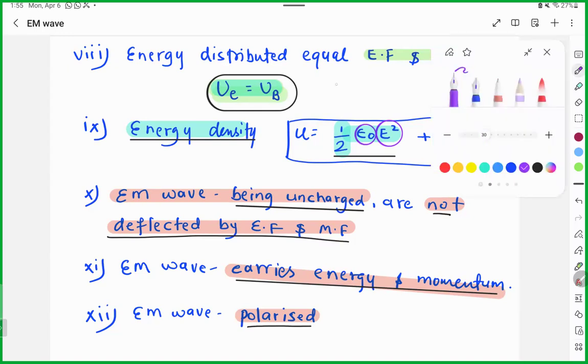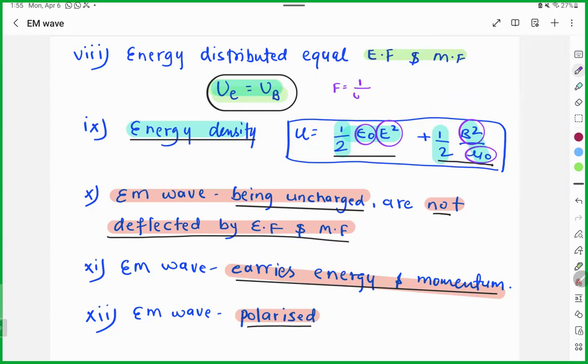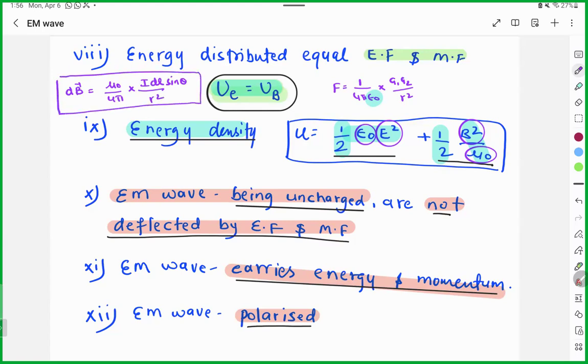Example, if force is equal to 1 by 4 pi epsilon naught q1 q2 by r square, so usually epsilon naught is present in the denominator, correct? But if you calculate magnetic field B by Biot-Savart law, mu naught upon 4 pi, I dl sin theta by r square, correct? Biot-Savart law. Any doubt? So very comparable energy.